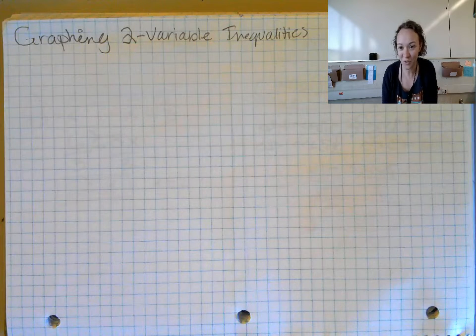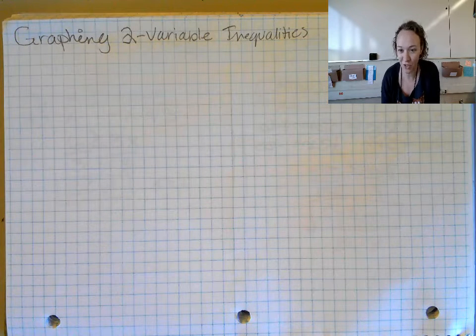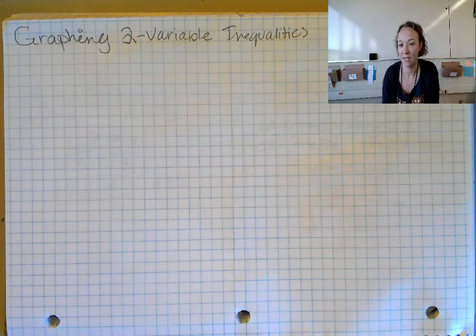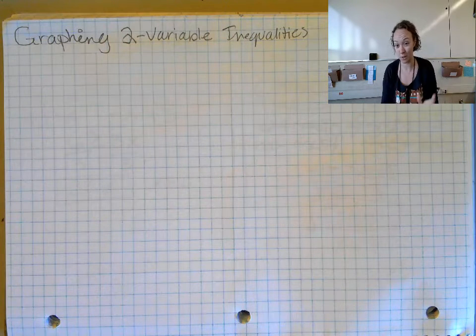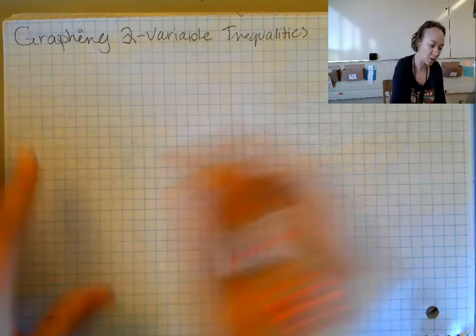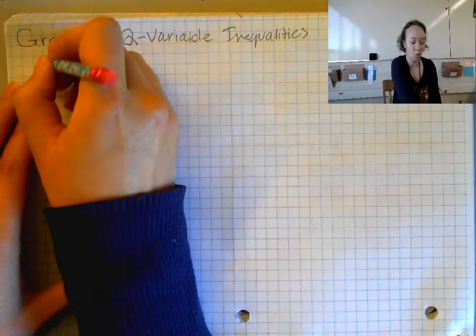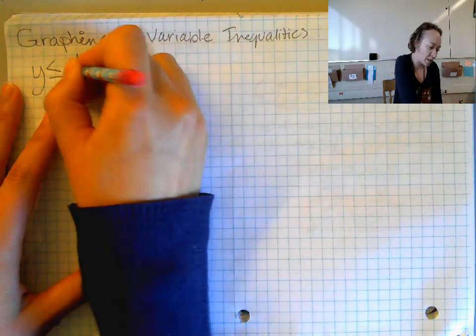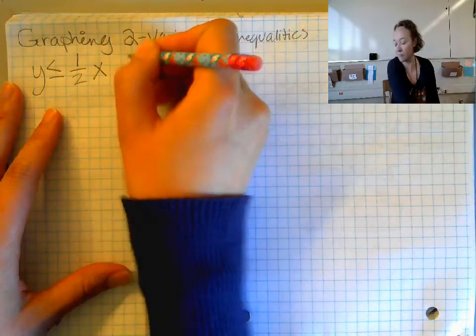All right, in this video, we are going to learn how to graph a two-variable inequality, like a line or a parabola, when it is not an equation but an inequality. So let's start with an example. Let's do y is less than or equal to 1/2 x minus 3.